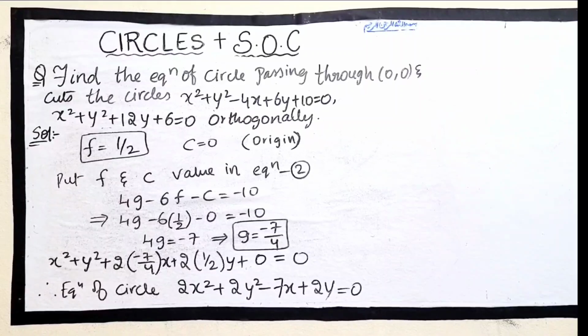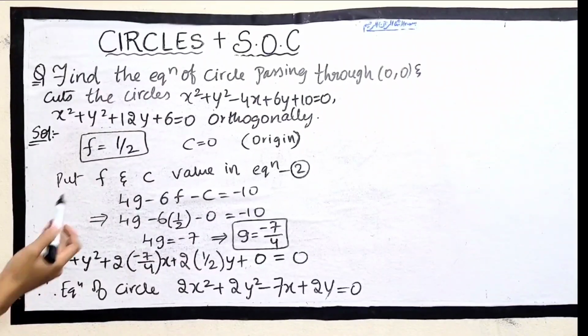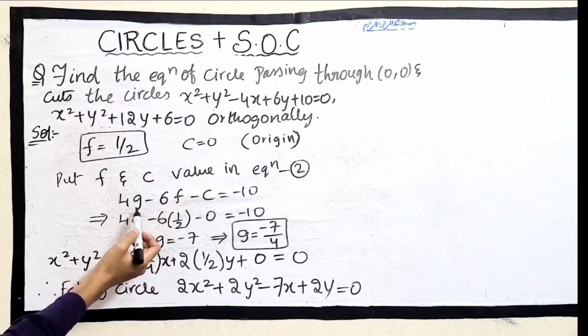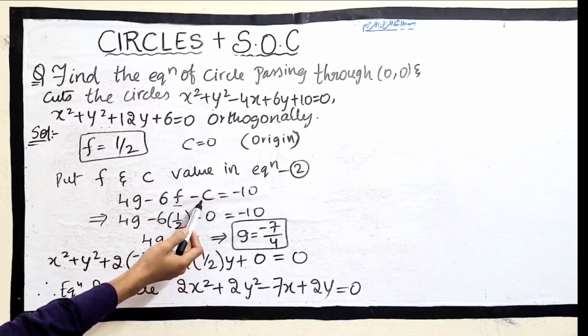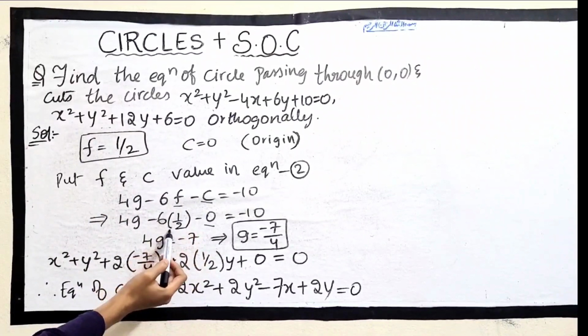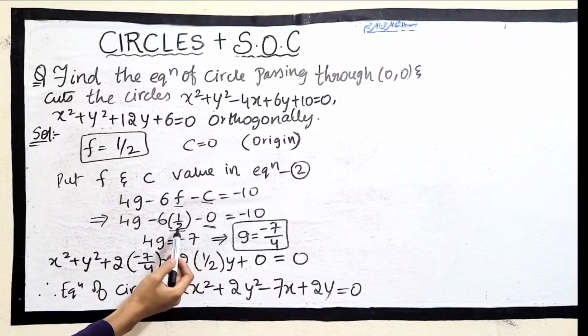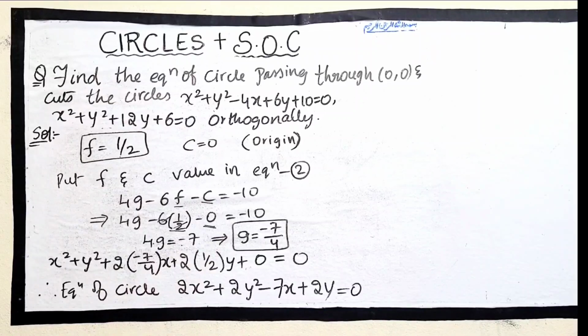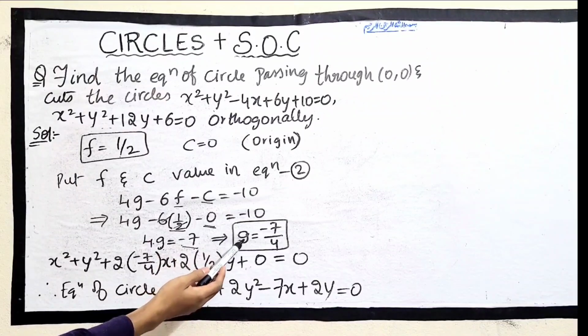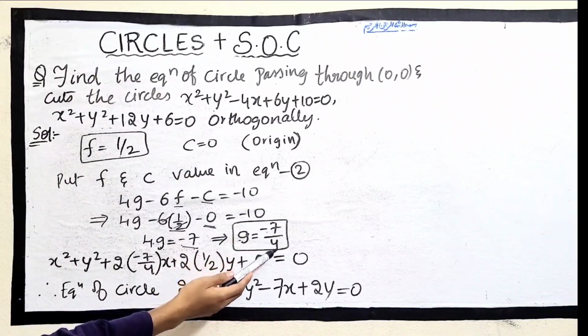In the last step, substitute the f value and c value in equation 2 to get the g value. F is 1 by 2 and c value is 0. So this will be 2 ones are 2, 3 twos are 6... and 4g is equal to minus 7, because minus 3 when it goes to that side becomes plus 3, and minus 10 plus 3 is minus 7. So 4g is equal to minus 7, and the g value is minus 7 by 4.